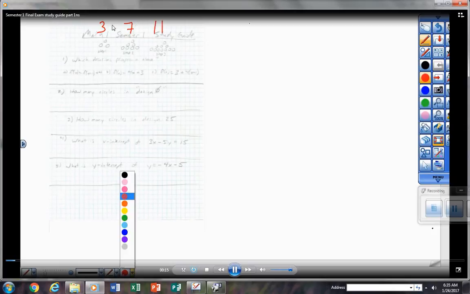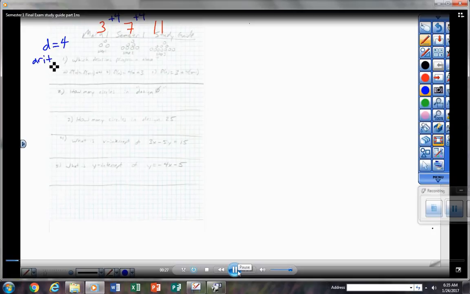So here we go. For that first problem, I'm going to find out what I'm going up by, find out how many circles in each step. So there's 3 in that first step, 7 in that second, 11 in that third. I can see that I'm going up by 4 each time. So from 3 to 7 is 4, from 7 to 11 is 4. That going up by 4 makes that an arithmetic sequence. That would be linear, a straight line.